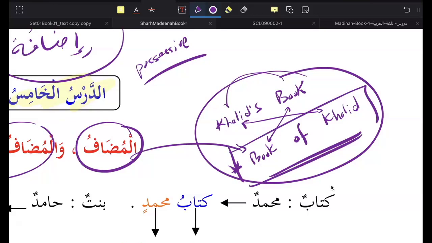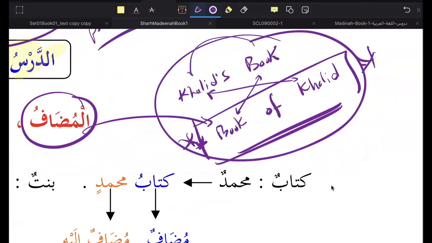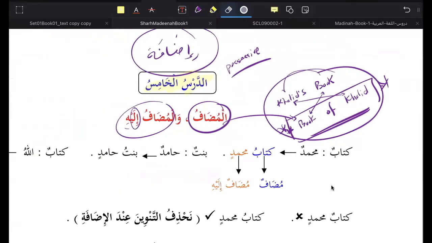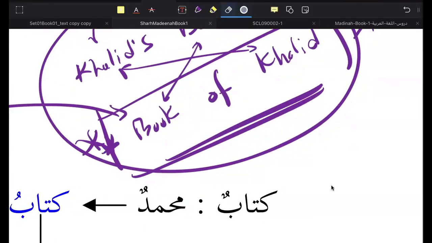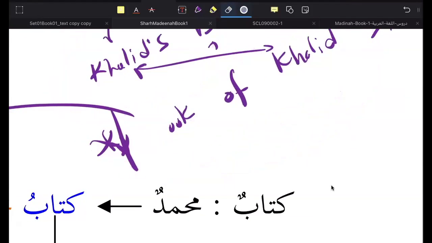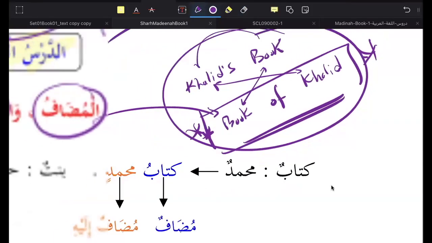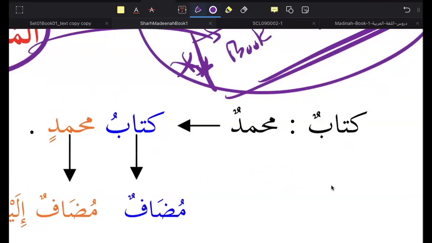When we talk about idafa, you can later change to apostrophe s, but when we explain the Arabic grammar, we will only stick with the of construction, because it's very easy when we translate from English to Arabic or Arabic to English. So the word that we're adding, making it belong to something else, is called mudaf, and the thing we're adding to is mudaf ilayhi. So in the of construction, the first one would be mudaf, and the second word would be mudaf ilayhi. So let's see what he says.